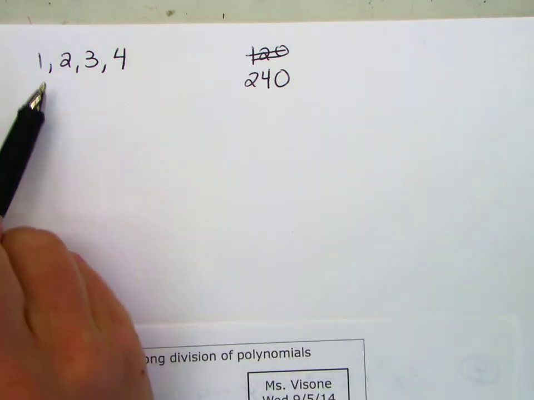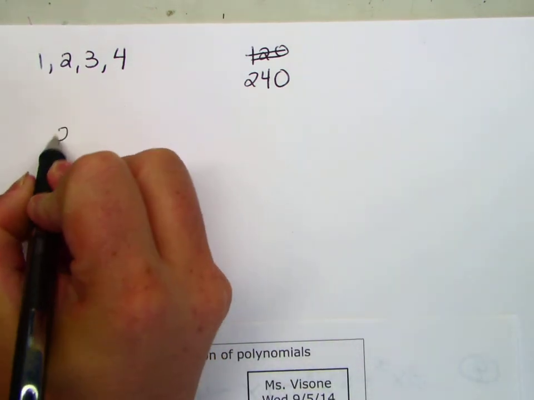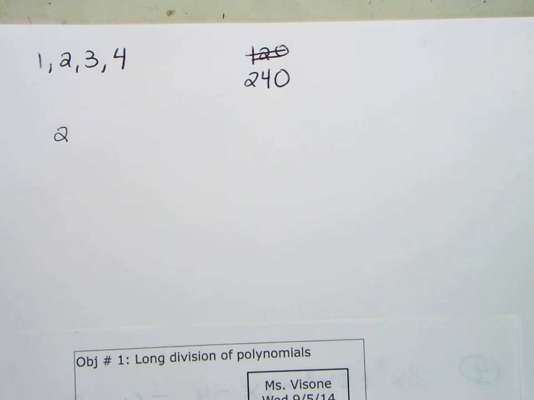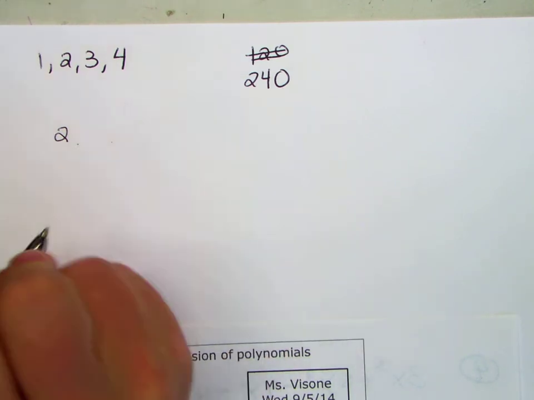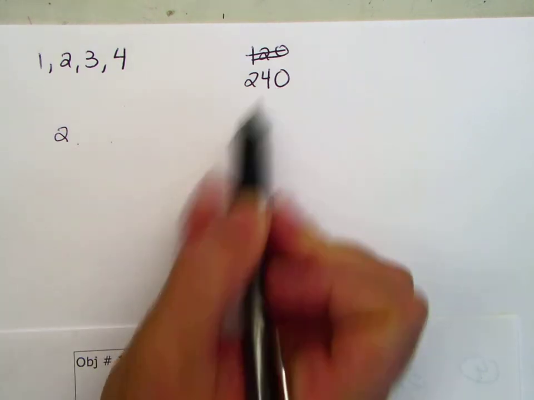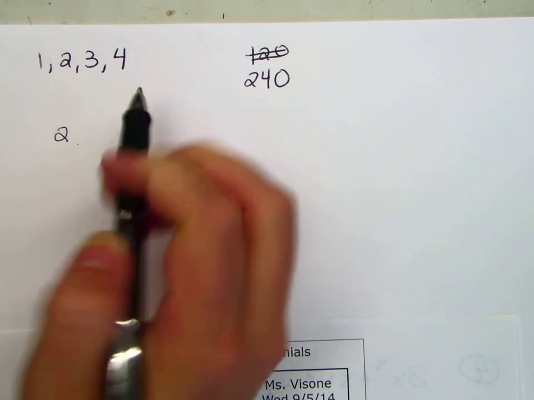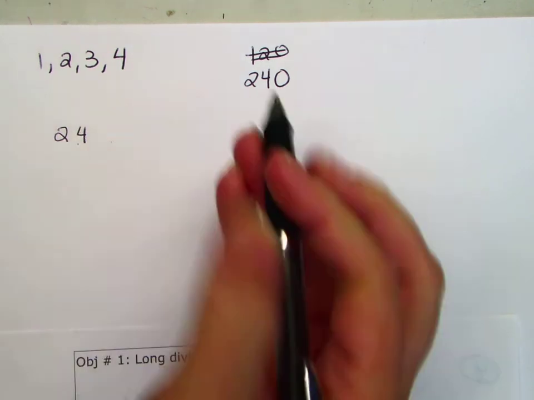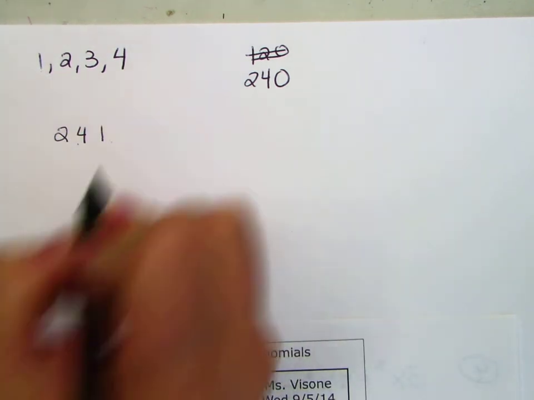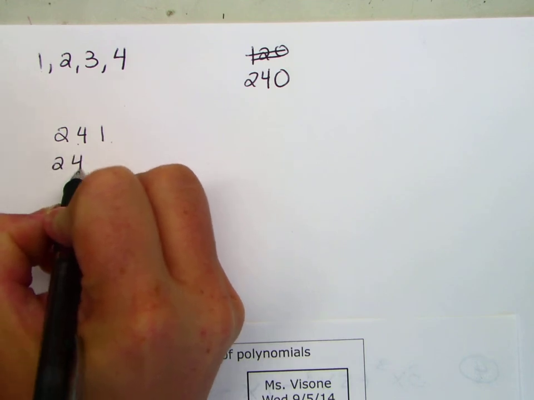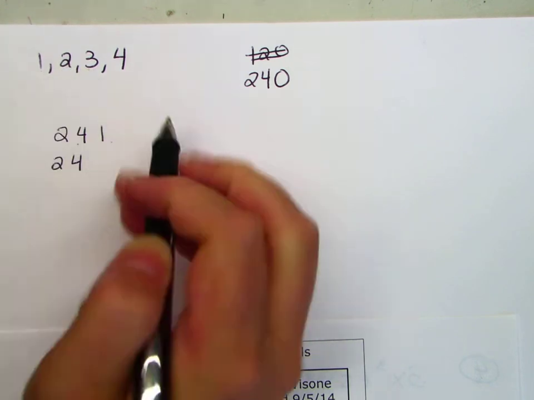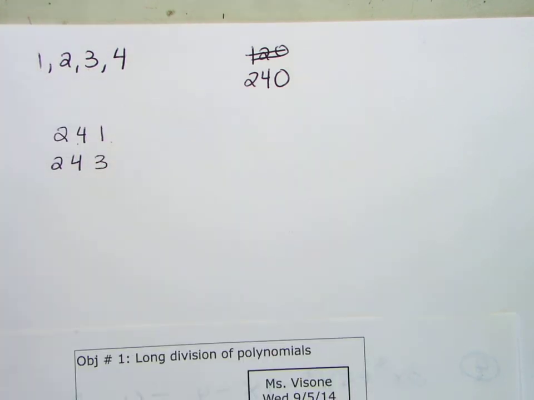Okay, so 1, 2, 3, 4. If you start with the number 2, we need 2 other digits to go here, but it has to be bigger than 40. So if you put a 4 here, you could put a 1. You could do 240. You already used 2 though, so 3. Okay. So those are the only options starting with a 2.